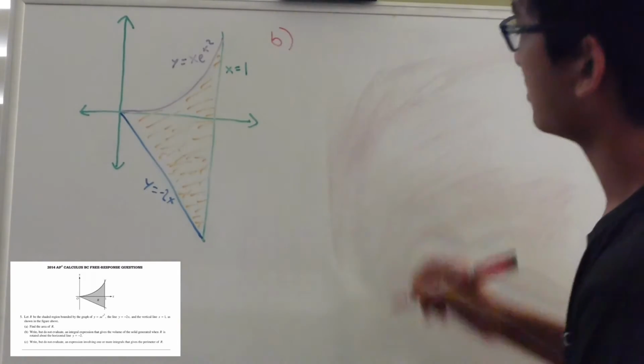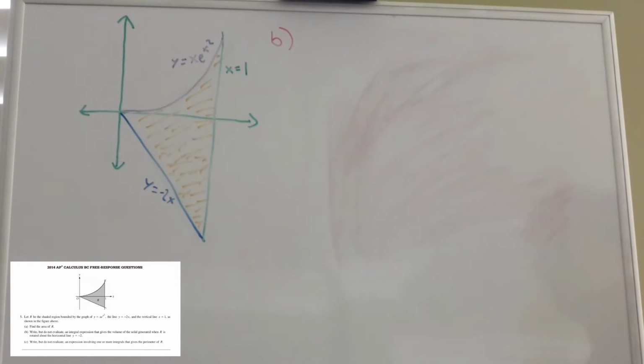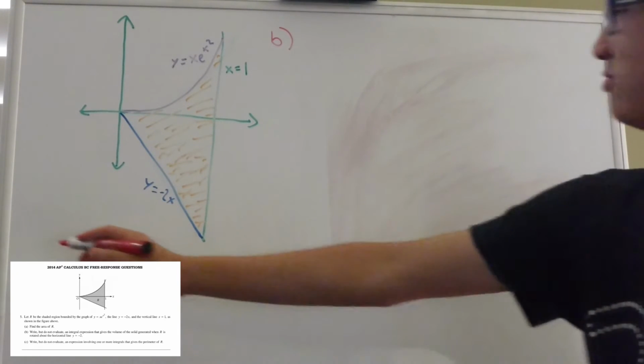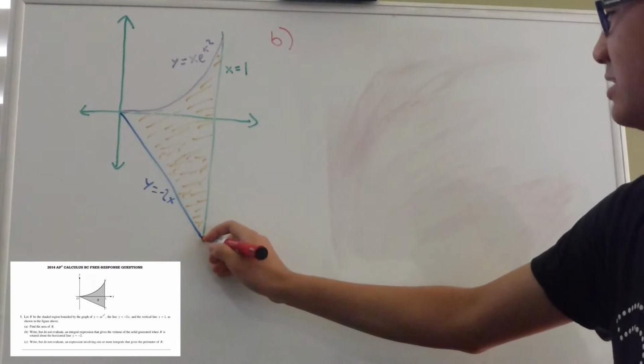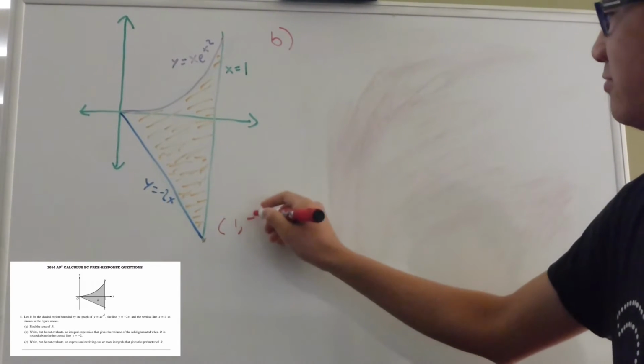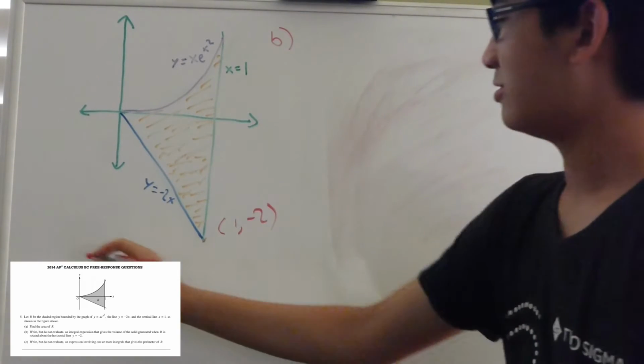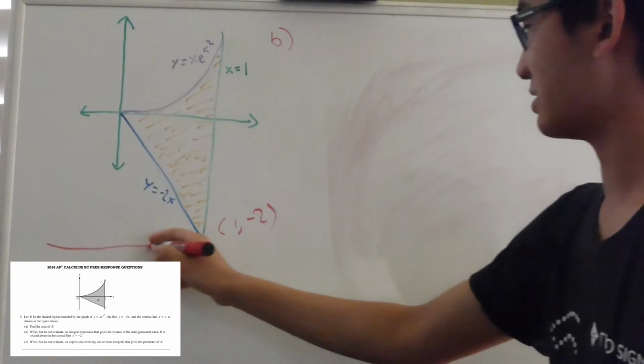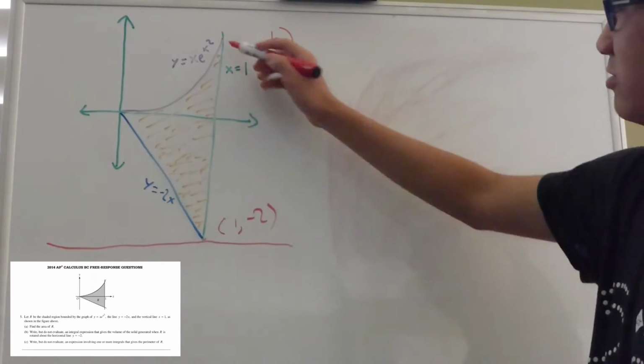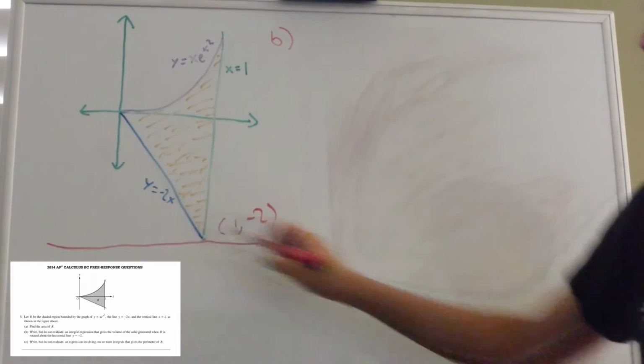So part B is write but do not evaluate an integral expression that gives the volume of the solid generated when R is rotated about the horizontal line y equals negative 2. So first, where is y equals negative 2? It's going to be somewhere down here. But if you notice, right here is actually the point 1, negative 2. So the line y equals negative 2 is just this line right here. And we want to rotate this region around y equals negative 2.